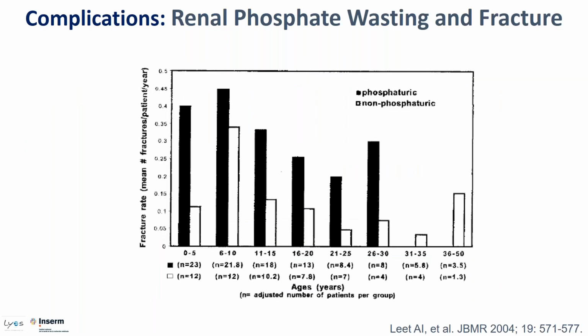And so here in this study from the NIH, you can see that this is a direct comparison of patients who had renal phosphate wasting versus the others, and you can see that the incidence of fracture was much higher, in particular in young patients. So this is an argument to try to correct the hypophosphatemia leading to mineralization defects using phosphate plus calcitriol.